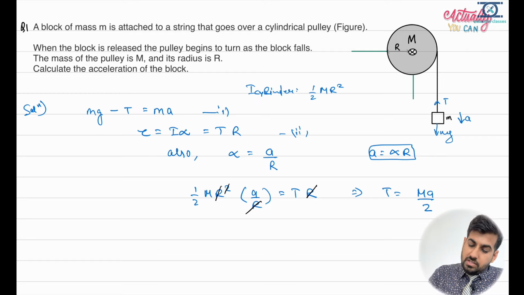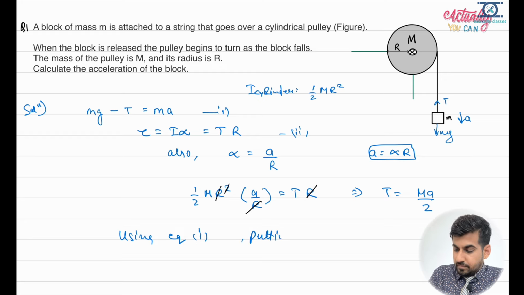Now I put this tension in equation 1. Using equation 1 I can say, putting T equals Ma by 2.